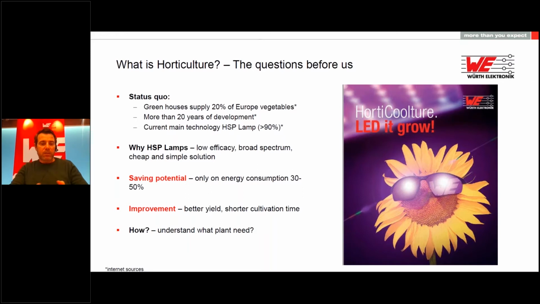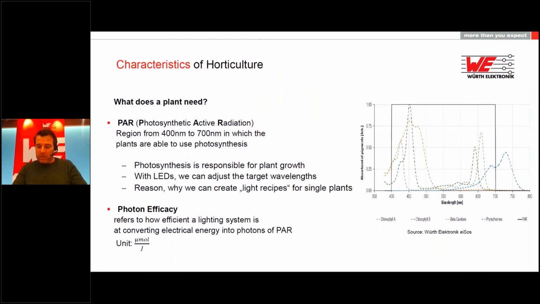So this is the improvement that we can show in the short term. But how can we do it? What does the plant need, or why can the plants do this with the LEDs? To understand this, first we need to understand how the plant works.